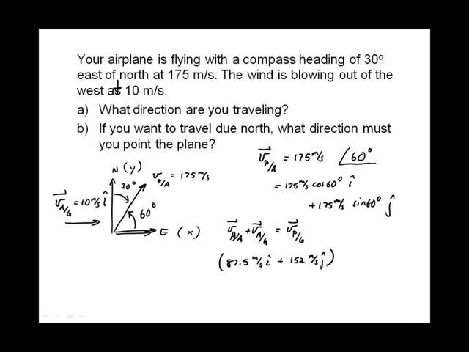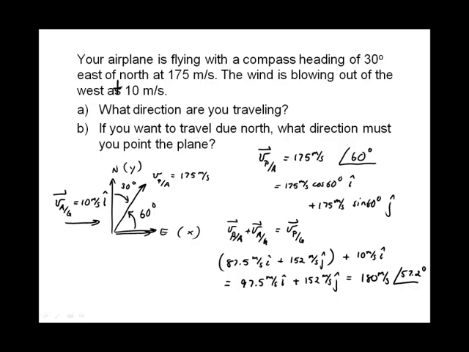That's the velocity of the plane with respect to the air, plus 10 meters per second in the i hat direction. And so 87.5 plus 10, those are my i hat components. That's going to be 97.5 meters per second in the i, plus 152 meters per second in the j. And if I wrote that in polar form, that would be 180 meters per second at an angle of 57.2 degrees. Now keep in mind, that's with respect to the east.